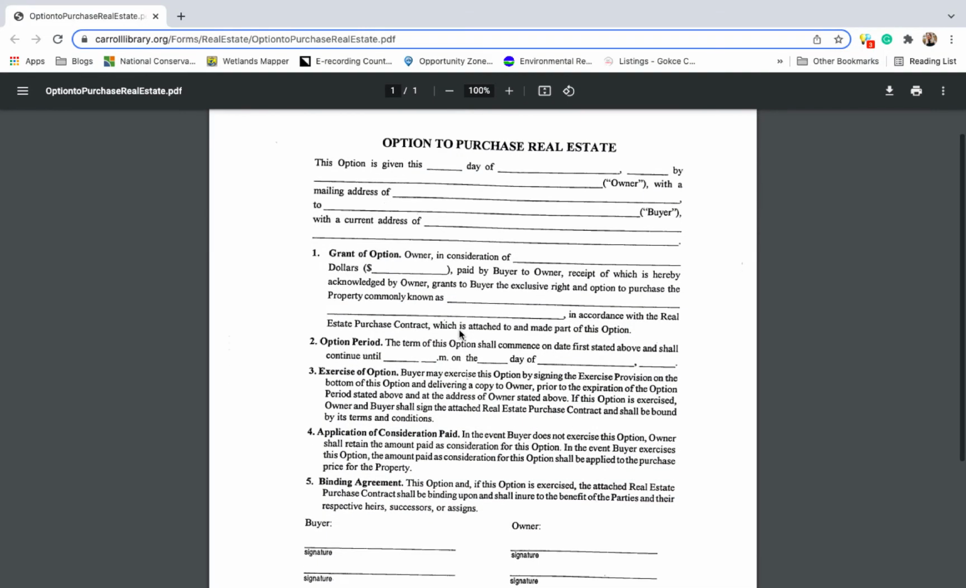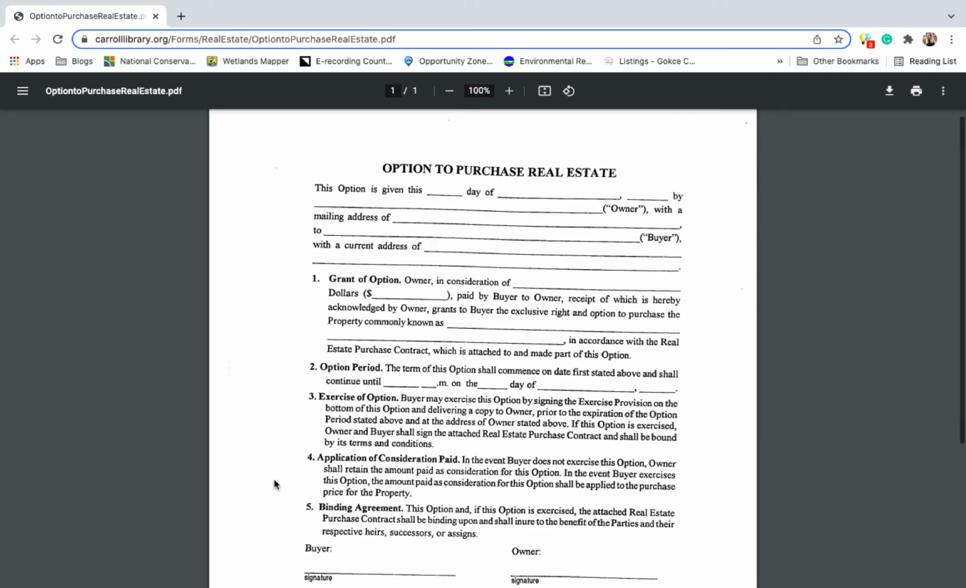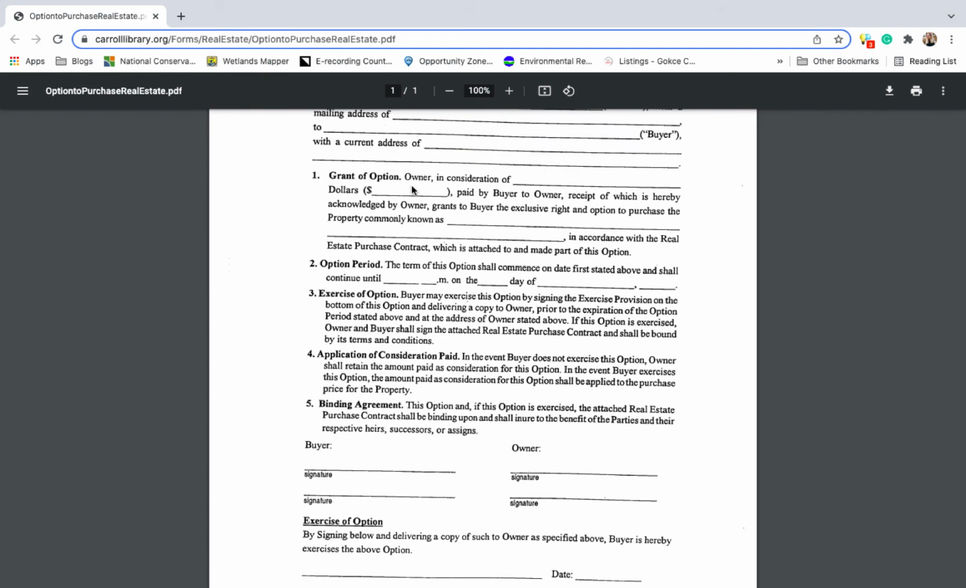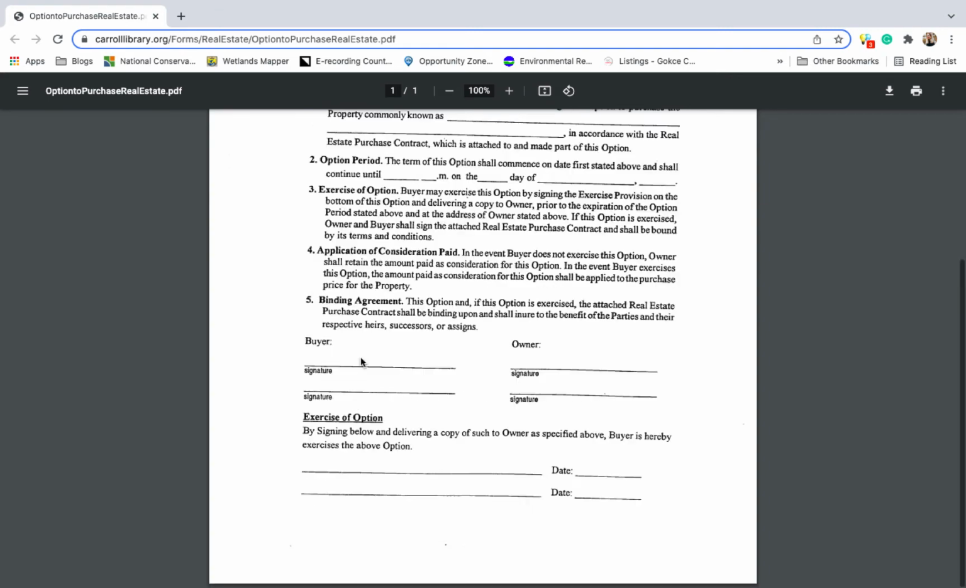Let's take a quick look at an example. This is a very simple option, but you'll see that it gives the names of the parties, the purchase price, a place to put the legal description of the property, the date when the contract expires, the amount that the buyer will pay if they decide not to exercise the option, and then the signatures of all parties.